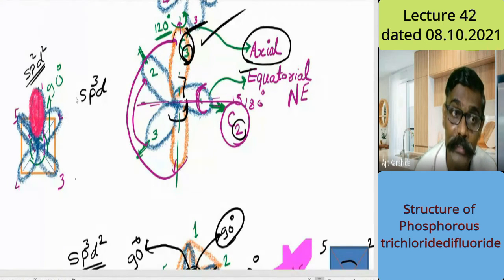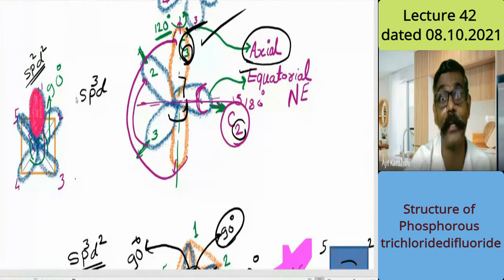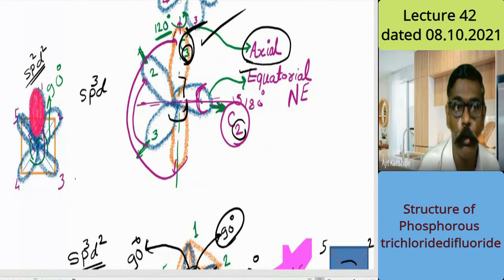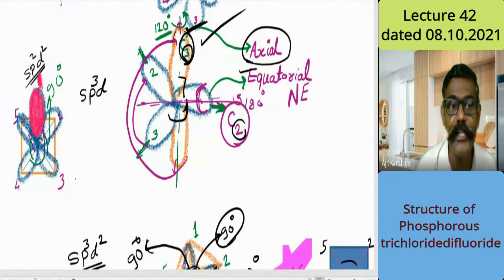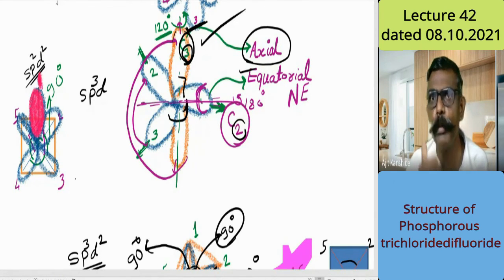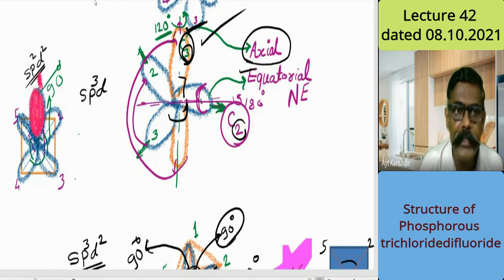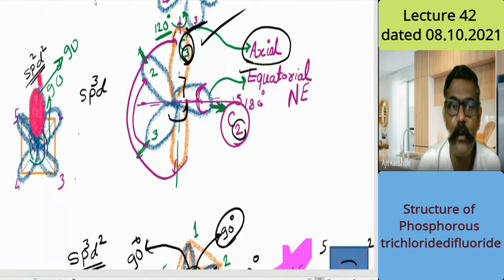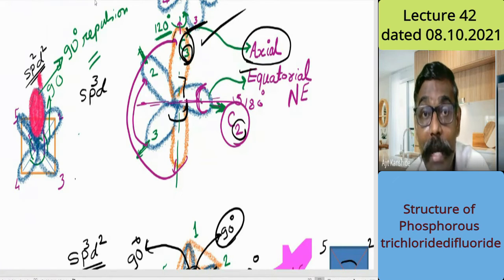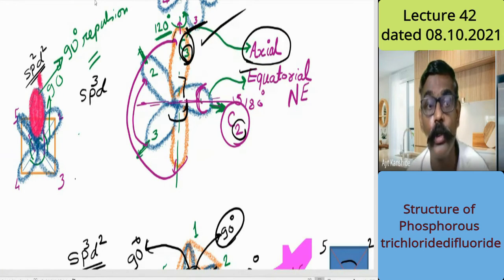But how many 90 degree repulsions are there? How many 90 degree separate bonds are there? My question: with position number 1, how many 90 degree separations are there? How many nearby bonds are separated by 90 degree? I want that number. It is called the 90 degree repulsion experienced by that red color orbital. How many 90 degree bond angles are there? That's my question, to that red orbital.